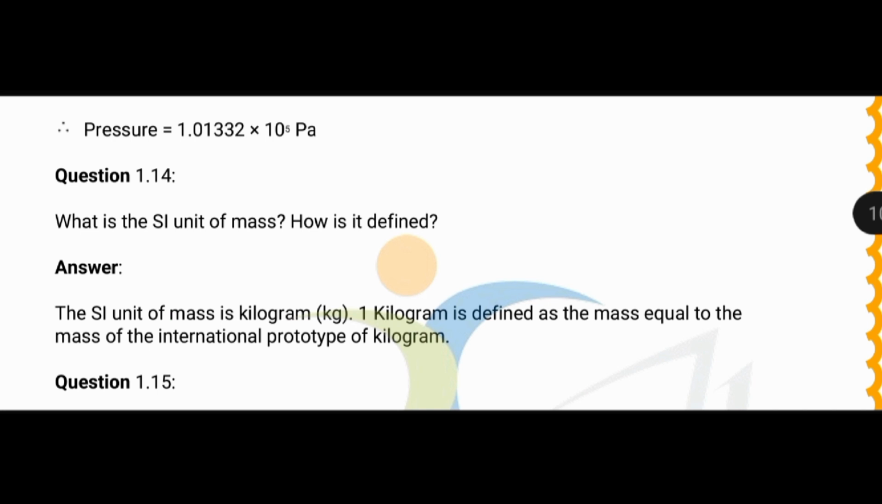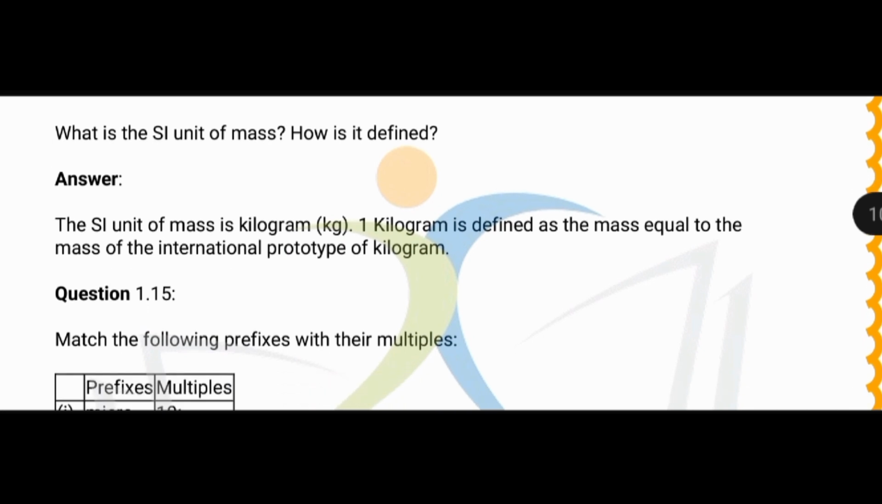I have told you earlier, the unit of mass. So the SI unit of mass is kilogram. How will you define 1 kilogram? 1 kilogram is defined as the mass, which mass? It is equal to the mass of the international prototype of kilogram.